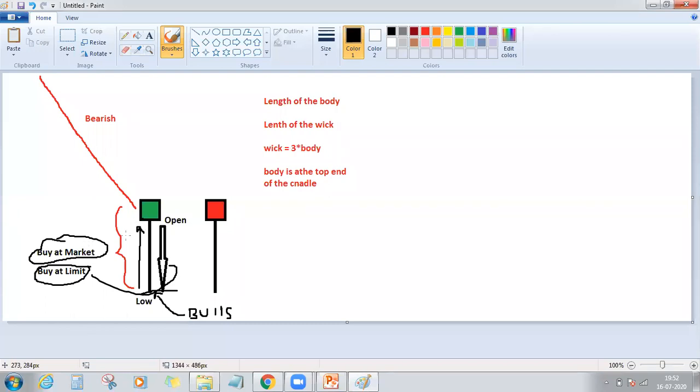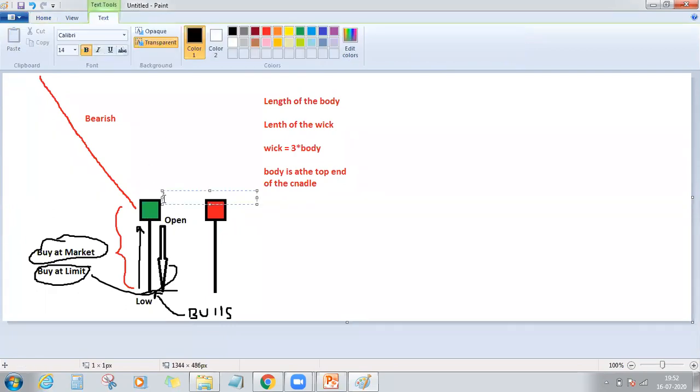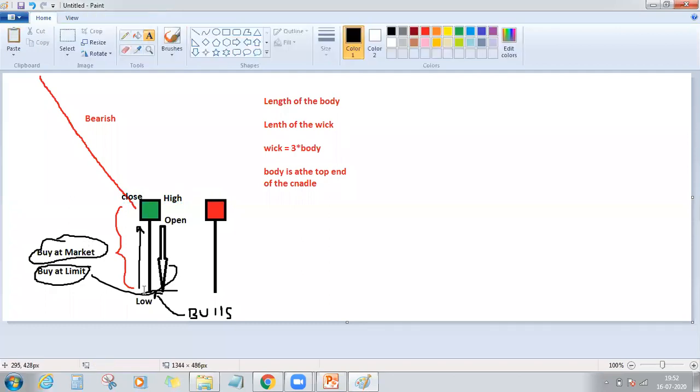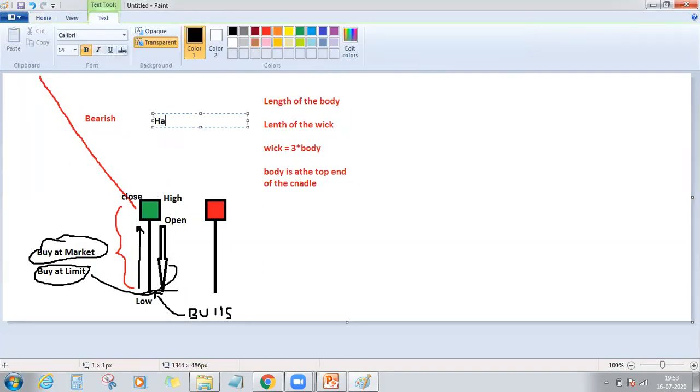And now the bulls got so strong that even the open price was beaten. The open price is beaten, and they went up and closed at the high price. This was the high and this was the close price. Starting from here, when bulls started entering, from here to the end of the session, they were able to exhibit their strength. And the name of this pattern is hammer candlestick pattern.